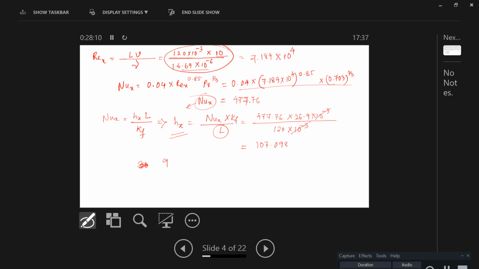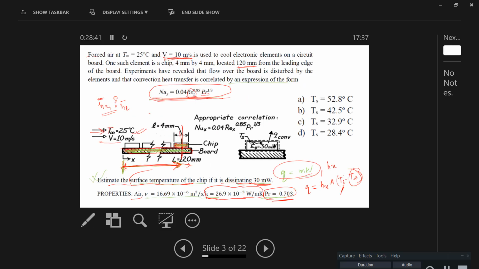So let me first write Q is equal to Hx into A into delta T, that is Ts minus T infinite. So this will give us 30 milliwatt. That means 30 into 10 to the power minus 3 watt, right? Now Hx is given as 107.098 into area. So area, they have asked to find out what is the surface area of the chip. So what was the area given in the question? That is 4 millimeter by 4 millimeter dimension.